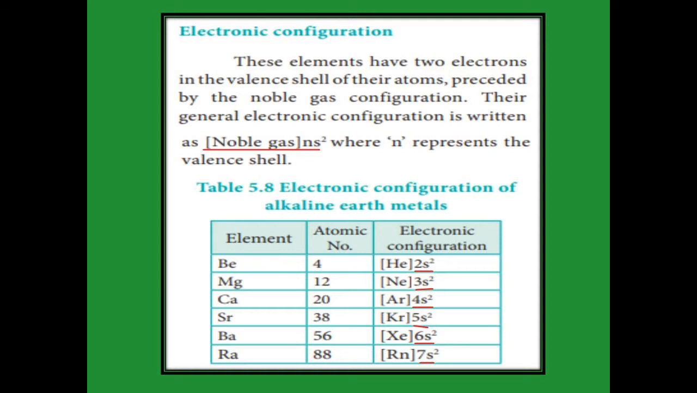the 7s orbital. We can write the electronic configuration by using the Aufbau principle, girls. Whichever is easy for you, you can use it. The noble gas configuration along with the ns2 electrons is also easy, you can use it, or otherwise use the Aufbau principle.